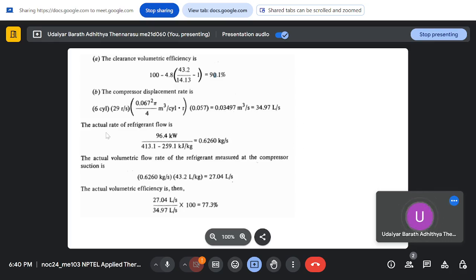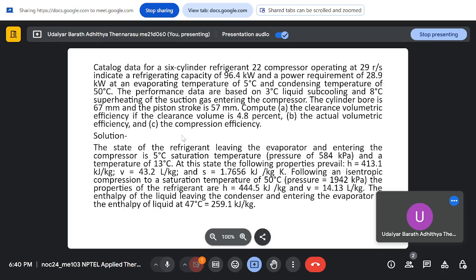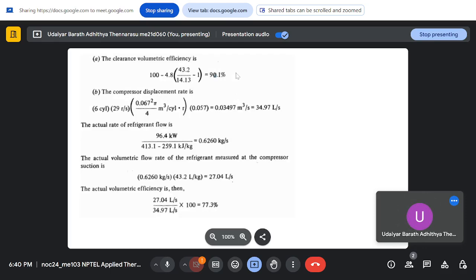So the actual flow rate of refrigerant is, so 96.4 kilowatt is your cooling capacity, divided by your H1 minus H3, so compressor in enthalpy minus condenser out enthalpy. It gives you 0.6260 kg per second.